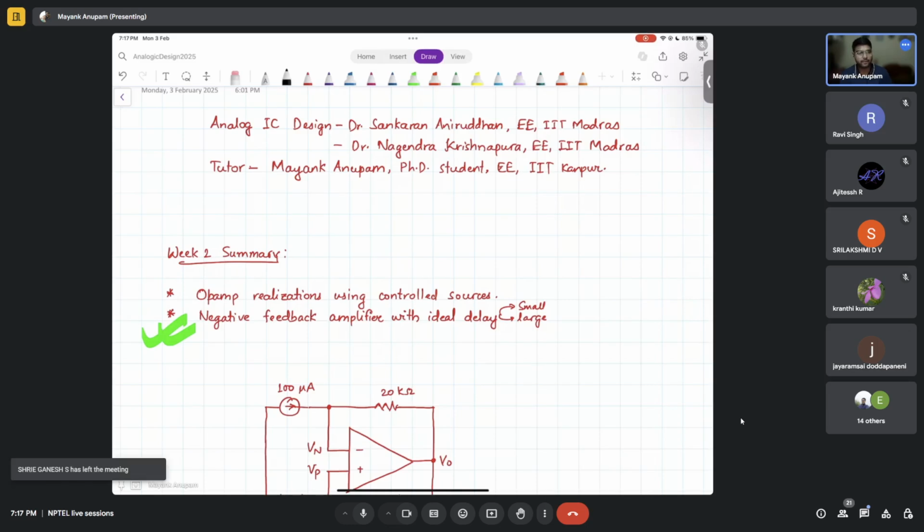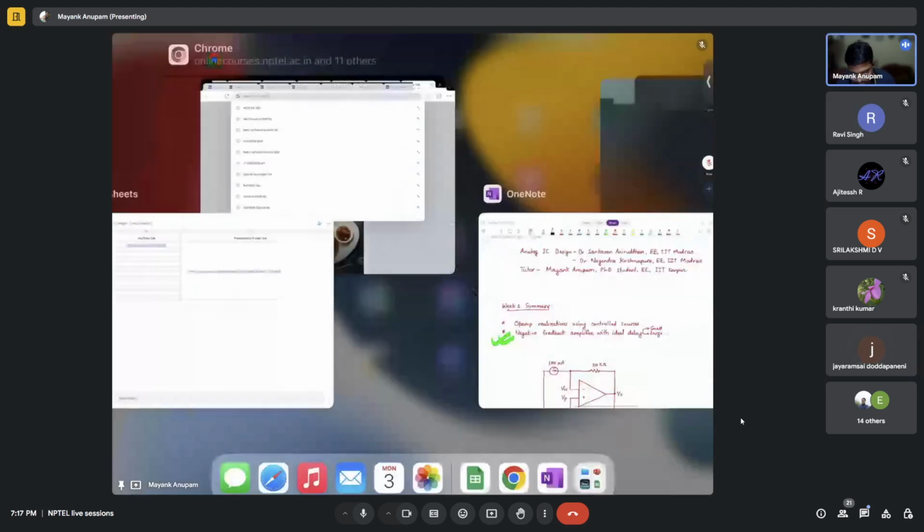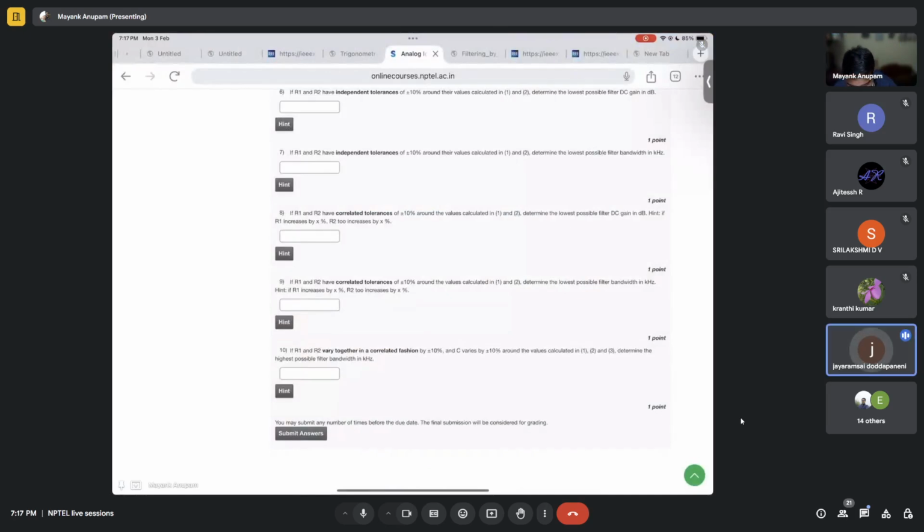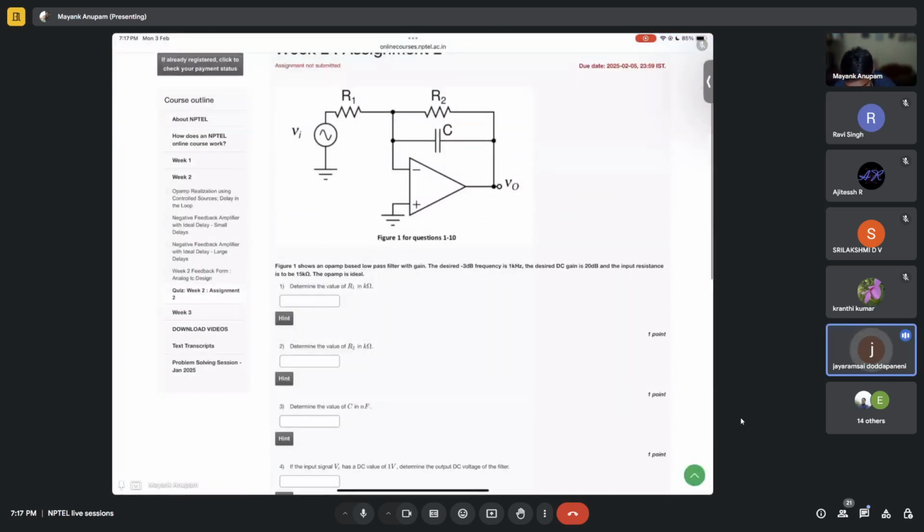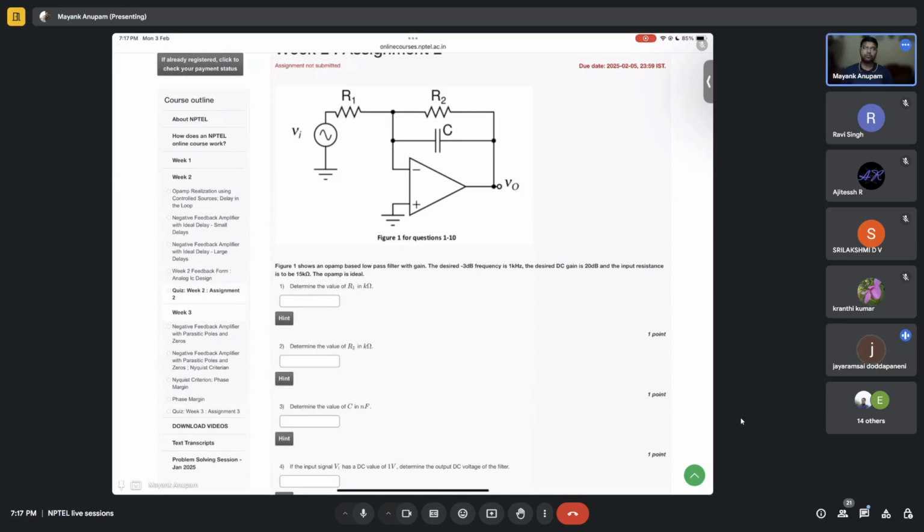One doubt regarding week 3. Yes, ask. We are doing analysis for the ideal case, where there is no load at the output side. What is the analysis procedure if we have a load at the output? Suppose we take the same negative feedback amplifier with gains, and we keep some load at the output and the load is changing. How will the analysis go?